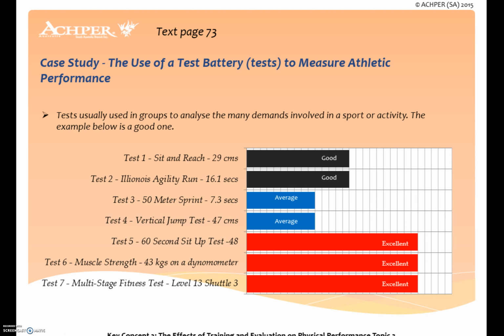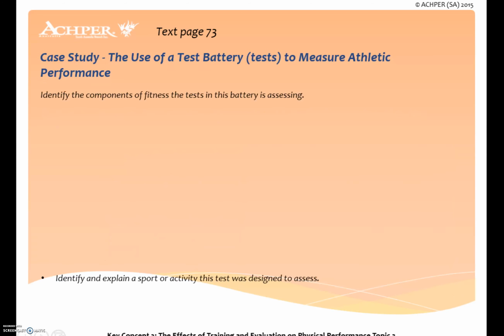All right, so here we're looking at the use of battery tests to measure athletic performance. Tests are usually used in groups to analyse the many demands involved in a sport or activity. The example is a good one. Test 1 is a sit and reach, measured as good. Test 2 is the Illinois agility run, measured as good. Tests 3 and 4, a 50-metre sprint and vertical jump, were measured as average. Yet tests 5, 6 and 7, which are the sit-ups, the muscular strength, and the multi-stage fitness test, were measured as excellent in each.